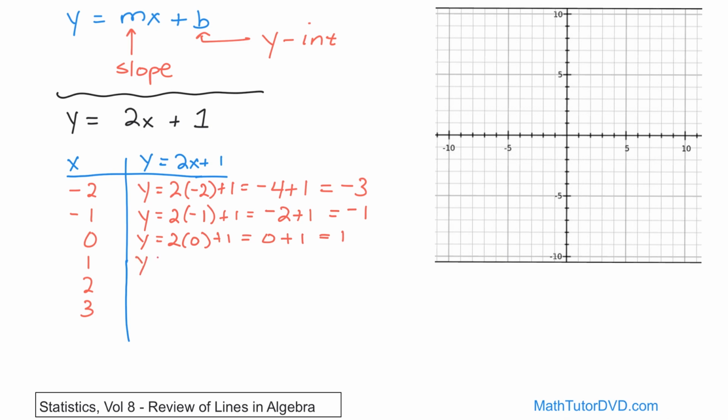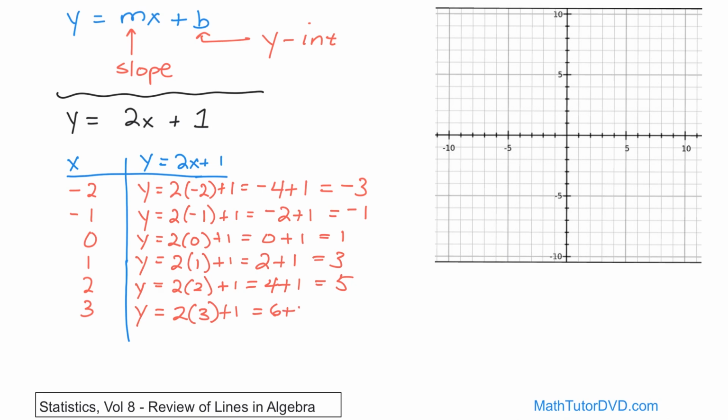And then we'll put the next one in. 2 times x, which is positive 1, plus 1 is going to give me 2 plus 1, which is equal to 3. And then we'll plug this value in. 2 times 2 plus 1 is 4 plus 1, positive 4 plus 1 in this case, which is going to give me 5. And then the last one, 2 times 3 plus 1 is going to be 6 plus 1, which is 7. Okay, now why did we do that?